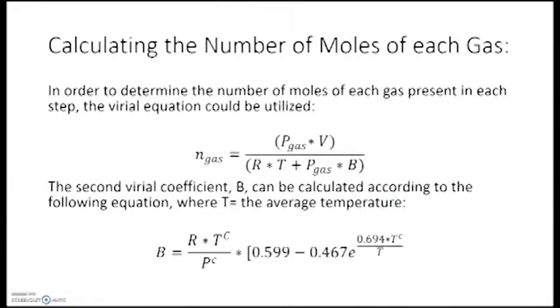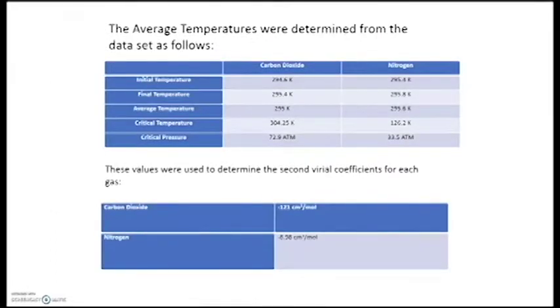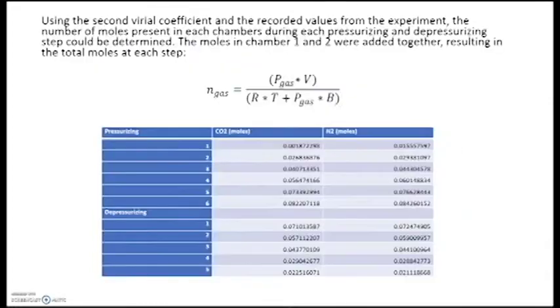The first step was to calculate the number of moles of each gas. In order to determine the number of moles of each gas present in each step, the Virial equation could be utilized. The second Virial coefficient, B, could be calculated according to the following equation, where T equals the average temperature. The average temperatures were determined from the data set as follows. These values were used to determine the second Virial coefficients for each gas.